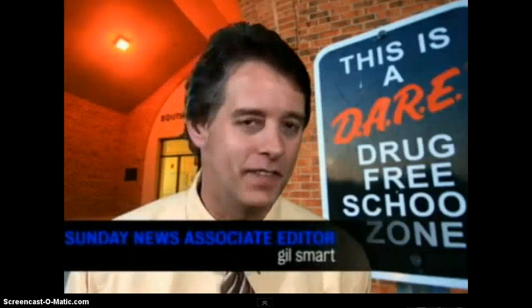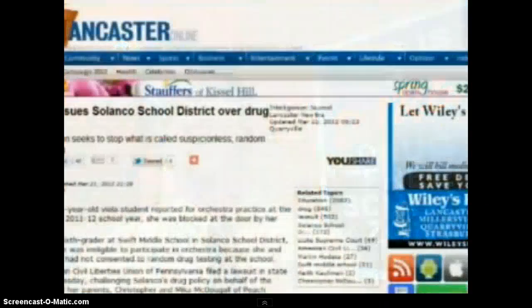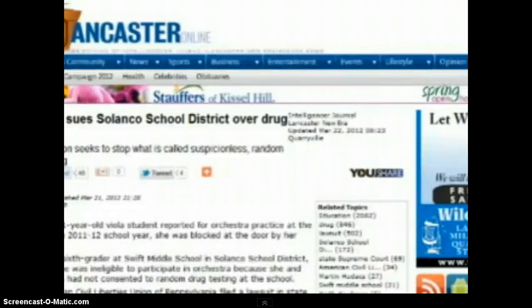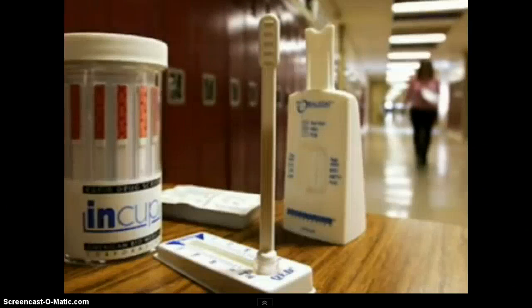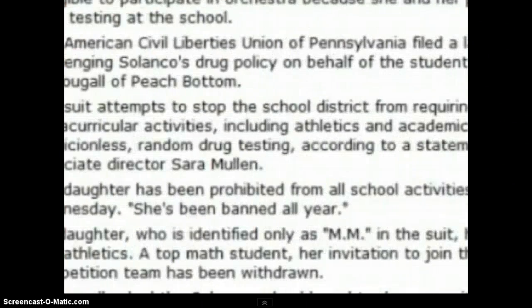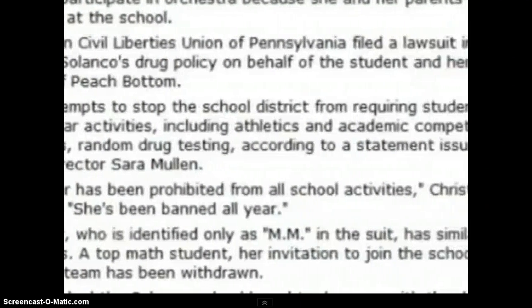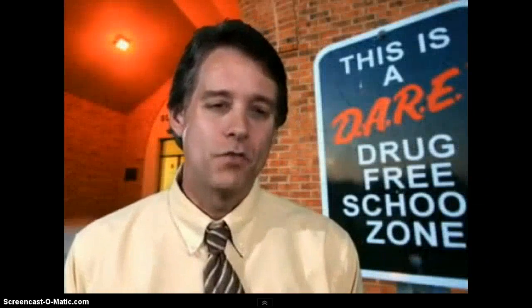So in a case destined to make national headlines, the Pennsylvania American Civil Liberties Union has filed a lawsuit on behalf of a local family in the Solanco School District because the girl had not consented to random drug testing, and as a result, she's not being allowed to participate in extracurricular activities. From our story, it said that, quote, the suit attempts to stop the school district from requiring students who participate in extracurricular activities, including athletics and academic competitions, to submit to suspicionless random drug testing.